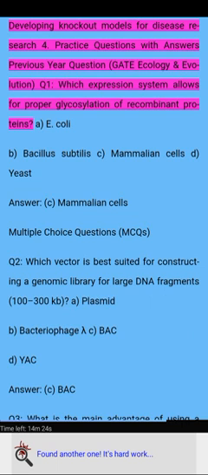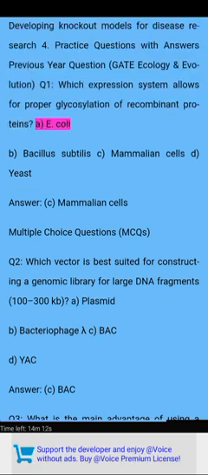4. Practice questions with answers. Previous year question, GATE Ecology and Evolution. Q1. Which expression system allows for proper glycosylation of recombinant proteins? A. E. coli. B. Bacillus subtilis. C. Mammalian cells. D. Yeast. Answer: C, mammalian cells.